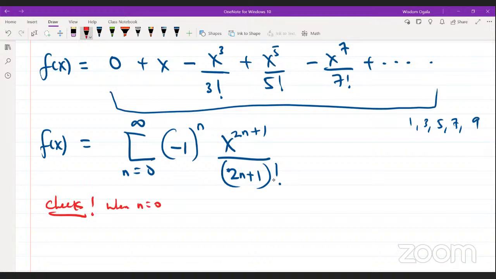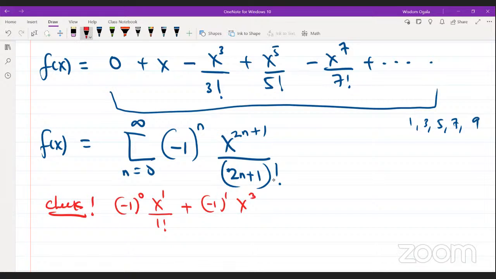When n is 0, what happens? Plug in 0 here. Check, when n is 0, you have (-1) to the 0. Because this is a series, I need to sum things up. x to the 1 over 1 factorial, plus, when n is 1, this is going to be (-1) to the 1, and this is going to be x cubed.